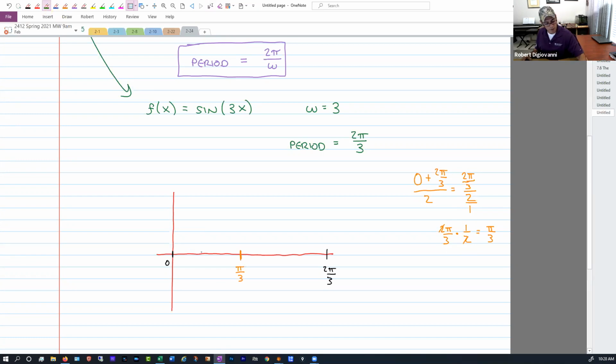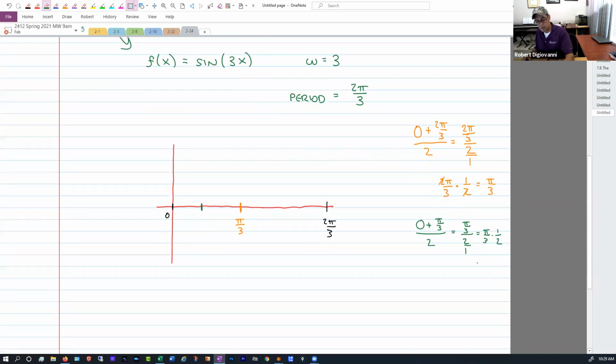Now I have to figure out what this one is. I need the average between 0 and pi over 3. So let me do that over here: 0 plus pi over 3 over 2. This gives you pi over 3 over 2, which is the same thing as pi over 3 times 1 over 2. When you multiply straight across, you get pi over 6. So this is pi over 6. And I also need that number, which is halfway between there and there.